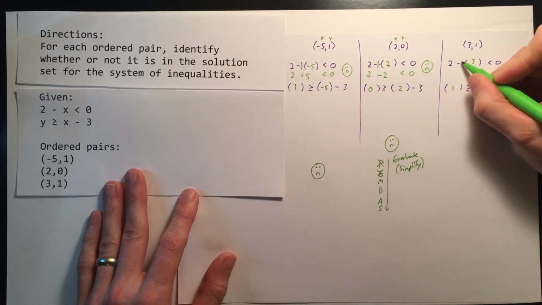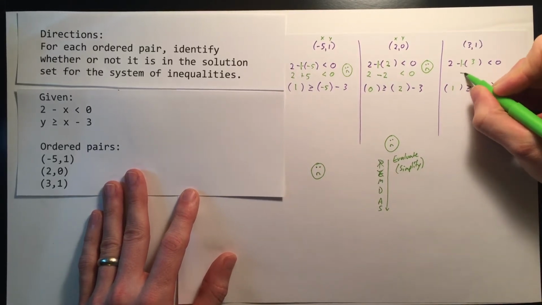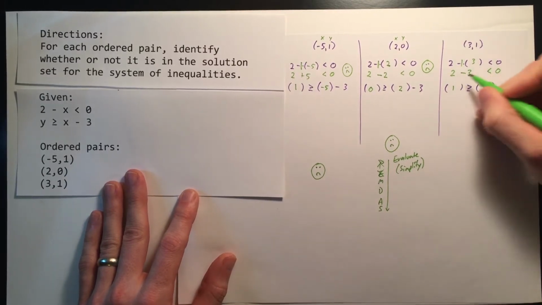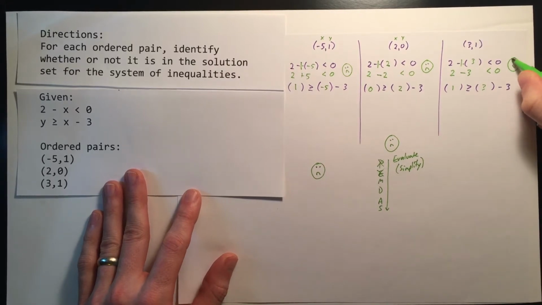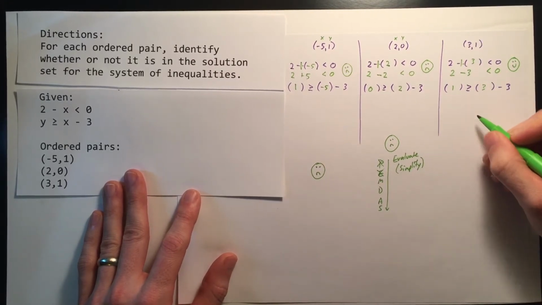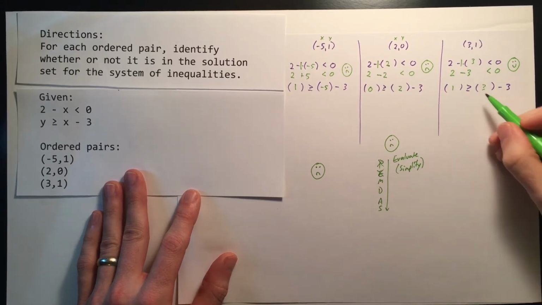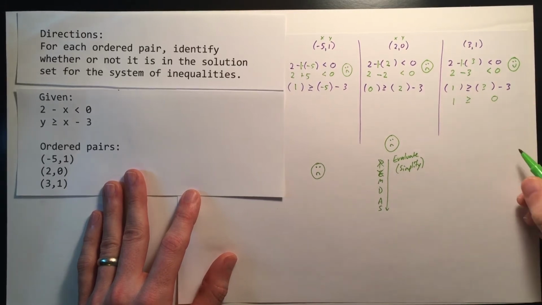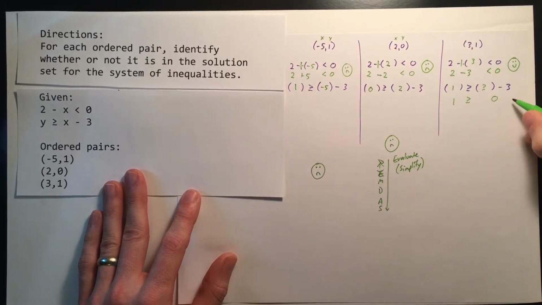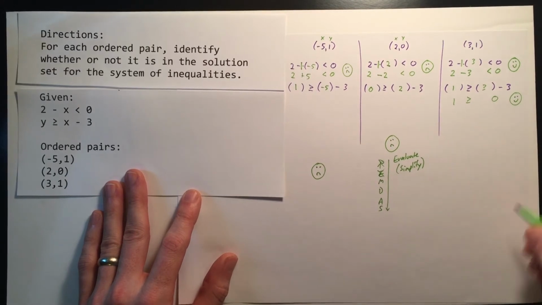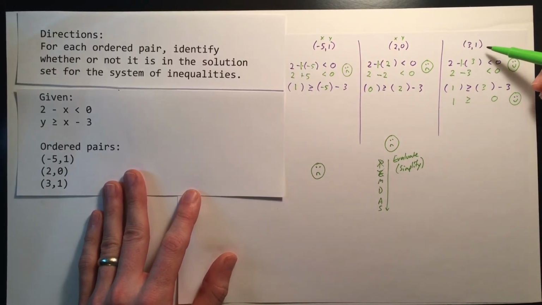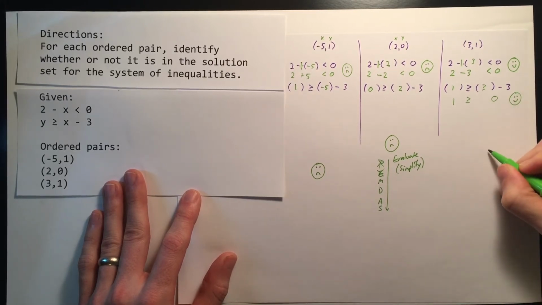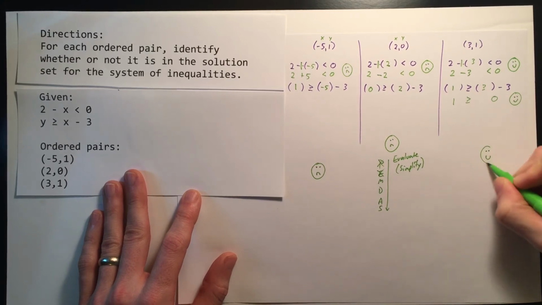And the last one, this is a negative 1 times 3. Negative times positive makes negative. 1 times 3 is 3. 2 minus 3 is negative 1. Is negative 1 less than 0? Yes, it is. Now, because this one worked, we have to go ahead and check the next one to see if it works. Is 1 greater than or equal to 3 minus 3? Well, 3 minus 3 is 0. Is 1 greater than or equal to 0? Yes, 1 is greater than 0. And because we have two smiley faces, this ordered pair was a solution to this inequality and was a solution to this inequality. It is in the solution set for both inequalities.